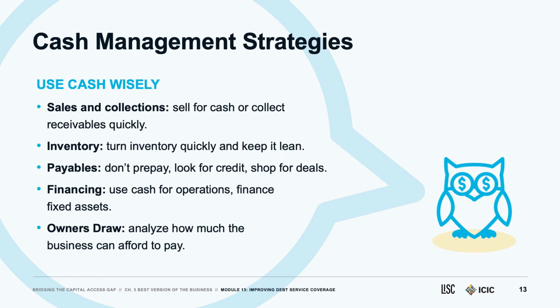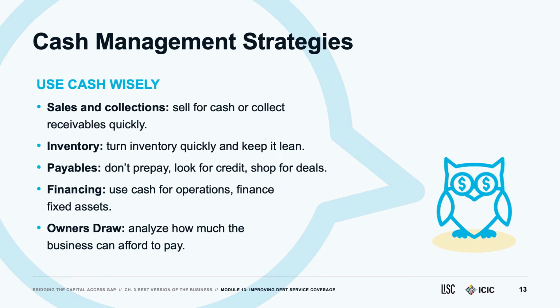Payables, again, this is kind of a balancing act, because sometimes if you buy in bulk and you have enough inventory, you get a lower price per unit, but then you've used up a lot of your cash. But if there's any way that you don't prepay, that you look for credit, you kind of stretch out the cash available on your payable side, that can be helpful.